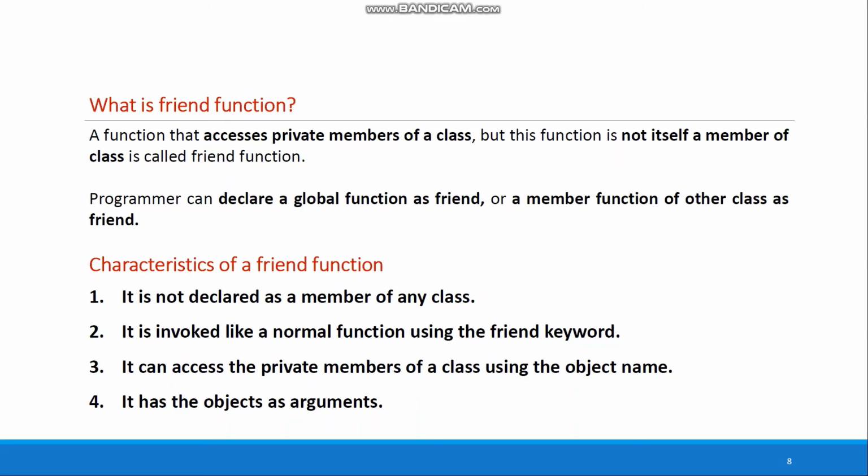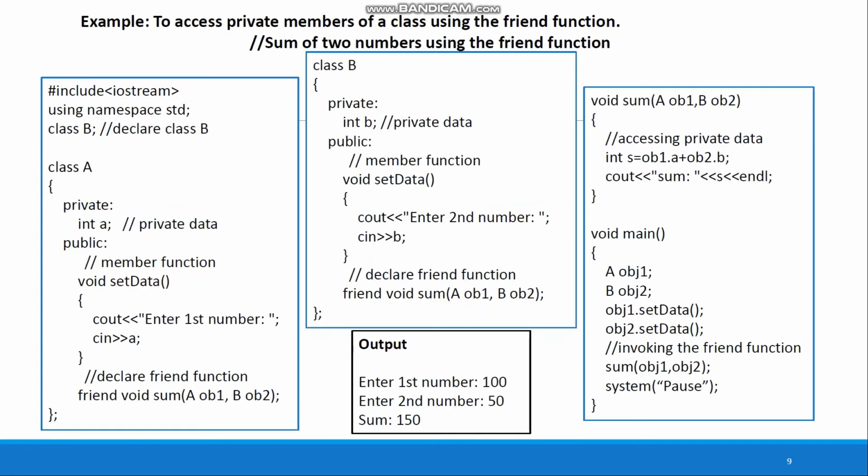Now, number four, it has the objects as an argument. The friend function has the objects as an argument. We will see it in the example likewise. Now, firstly, we see the example here.